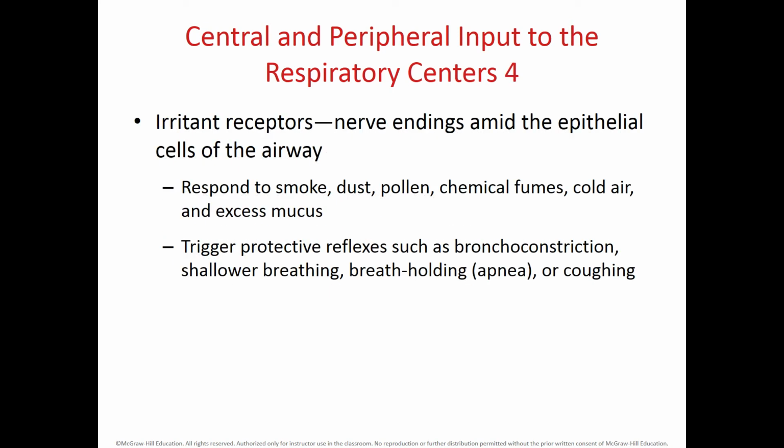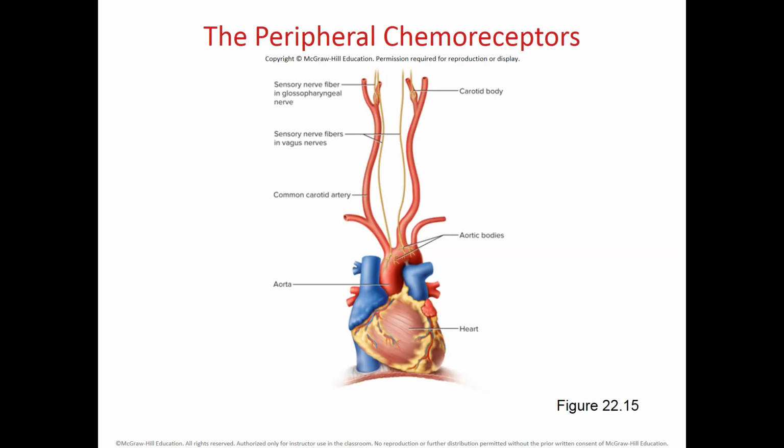Also, we have input to the respiratory centers by irritant receptors, like the nerve endings that we have in the epithelial cells of the airways. These irritant receptors, if they detect smoke, dust, pollen, chemical fumes, cold air, or excessive mucus, will trigger the bronchoconstriction of your bronchioles, and then you will have shallower breathing, and then you hold the breath, and then you start coughing to get rid of these irritants.